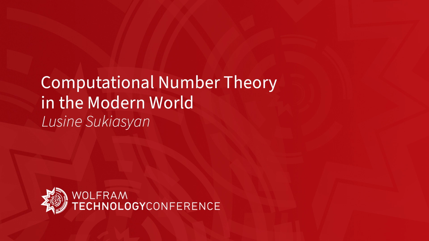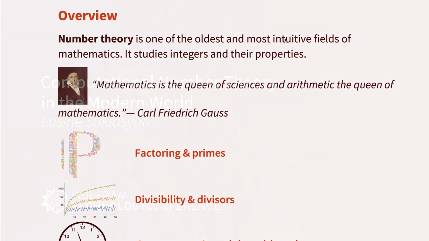So let's begin. First of all, what is number theory? Number theory is one of the oldest and most intuitive fields of mathematics. It studies integers and their properties. And here is a very famous quote by a very famous mathematician, Carl Friedrich Gauss, who said that mathematics is the queen of sciences and arithmetic is the queen of mathematics.